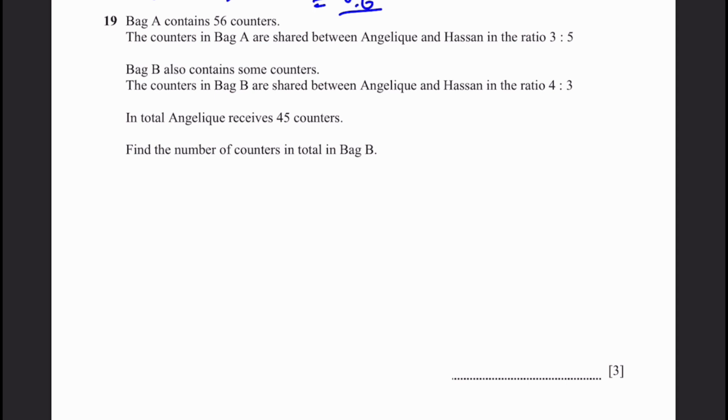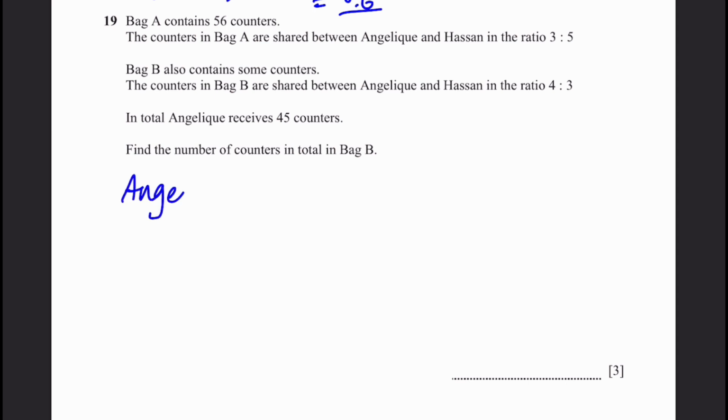Question 19. Bag A contains 56 counters. The counters in bag A are shared between Angelique and Hassan in the ratio 3:5. Bag B also contains some counters. The counters in bag B are shared between Angelique and Hassan in the ratio 4:3. In total, Angelique receives 45 counters. Find the number of counters in total in bag B.